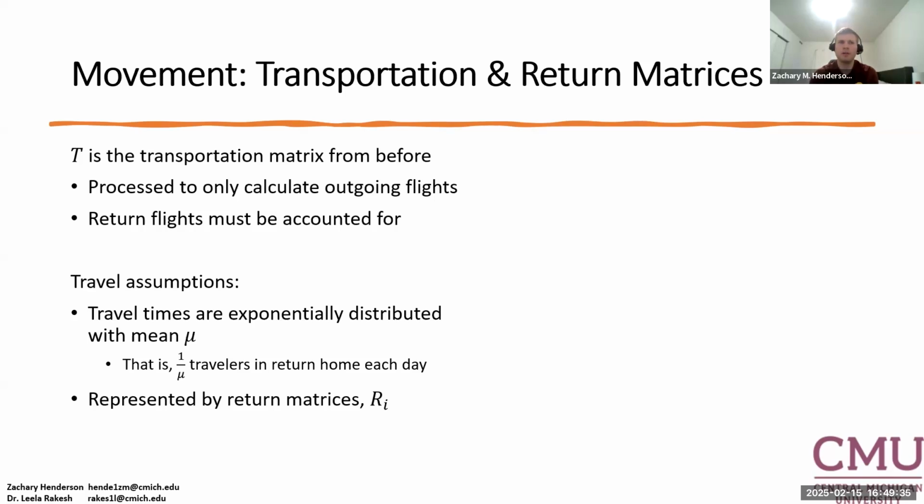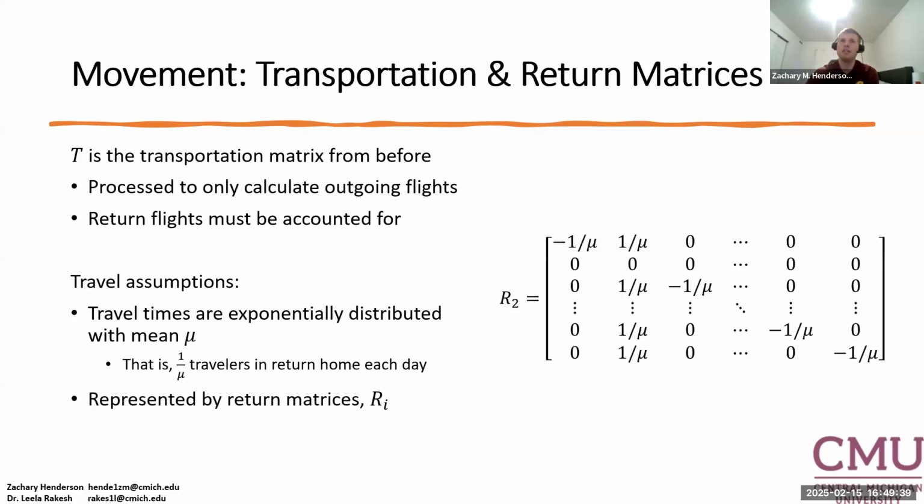And we can represent that by a return matrix, R sub I. There's going to be a different return matrix for each location. The different return matrices just have a different column as this 1 over mu column. As an example for R2, the second column has 1 over mu in all of the positions except the 2,2 position. And then for the diagonal, it's minus 1 over mu. When we use this matrix multiplication, we're going to take 1 over mu of our citizens, let's say in location 1, and move them back to location 2, and then same for each of our other column vectors.